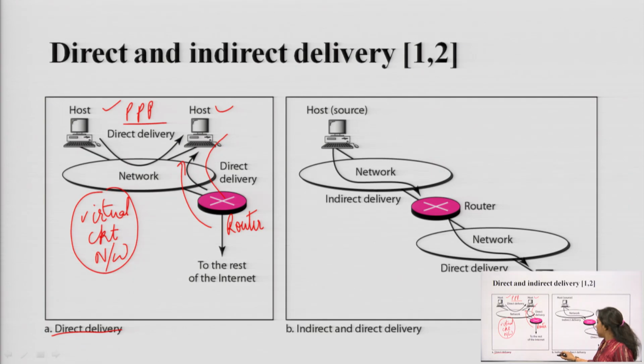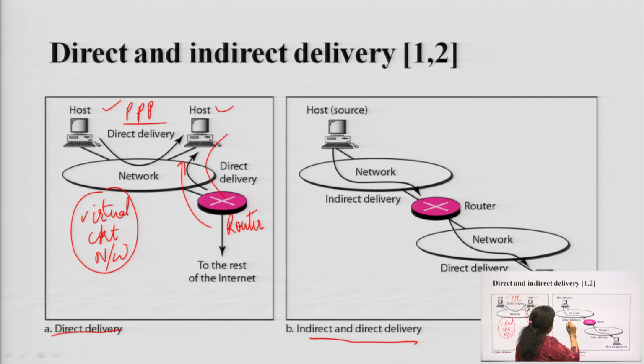Now, the second case is indirect delivery. This diagram explains both the concept of indirect delivery as well as direct delivery. In this indirect delivery, this host acts as a source, this host is acting as a destination, this is the router, the intermediate node. If I want to transmit the data from this point to this point, then it has to follow through this router, through this network.